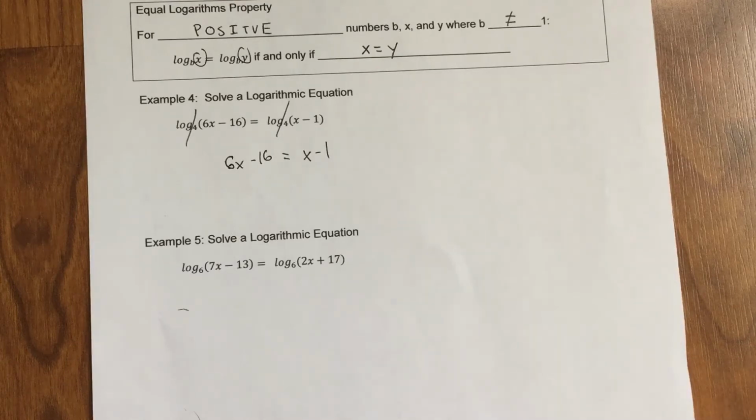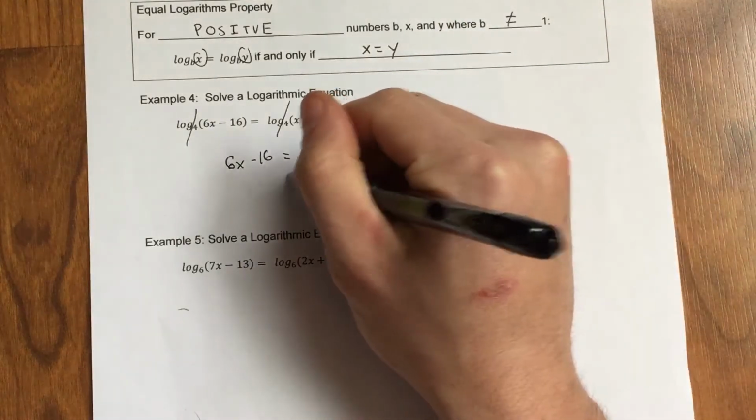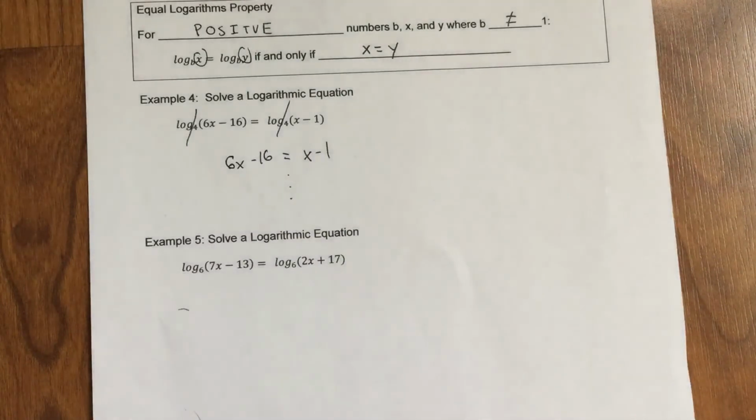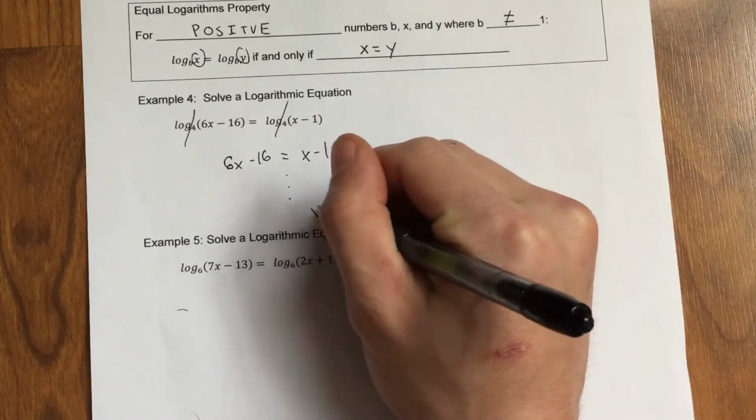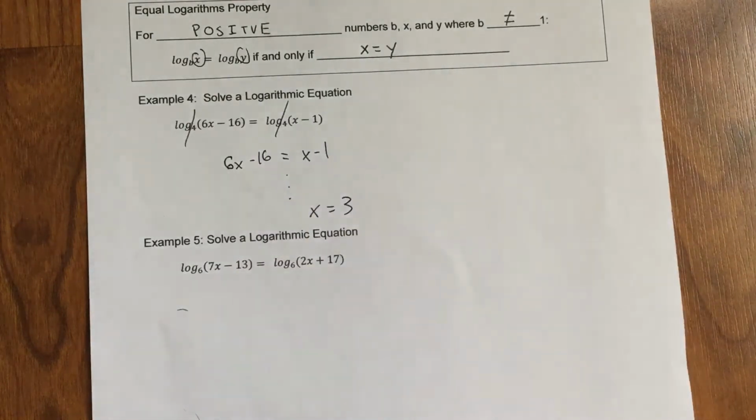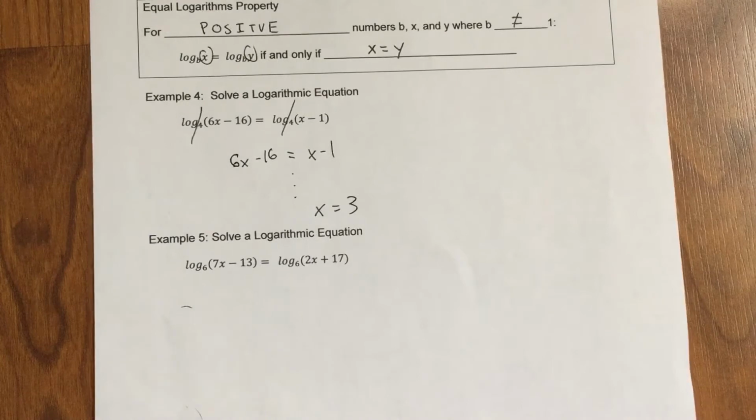Get our variables on one side and our whole numbers on the other side. I'll leave the solving to you, but we'll put a to be continued. You can do the math. Pause it right now if you want, and when you resume, you'll see the answer. X does come out to be equal to 3 in this example. Again, get your variables to one side and your whole numbers to the other side. Solve for x.